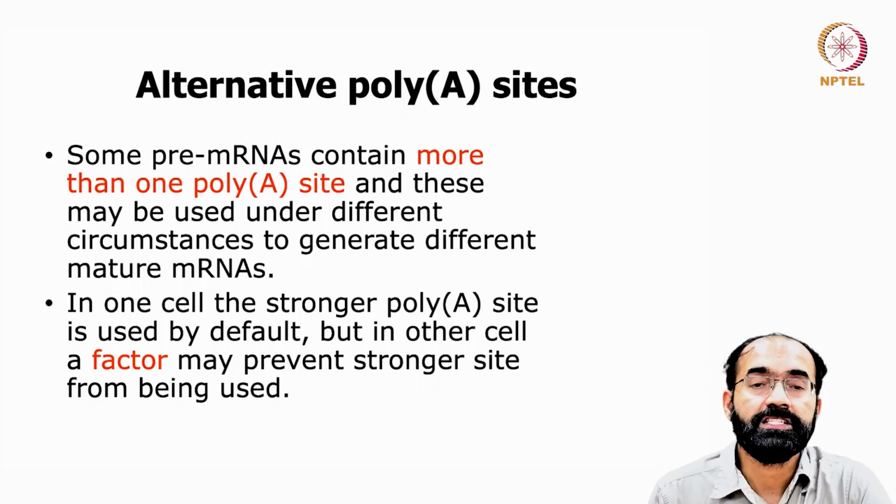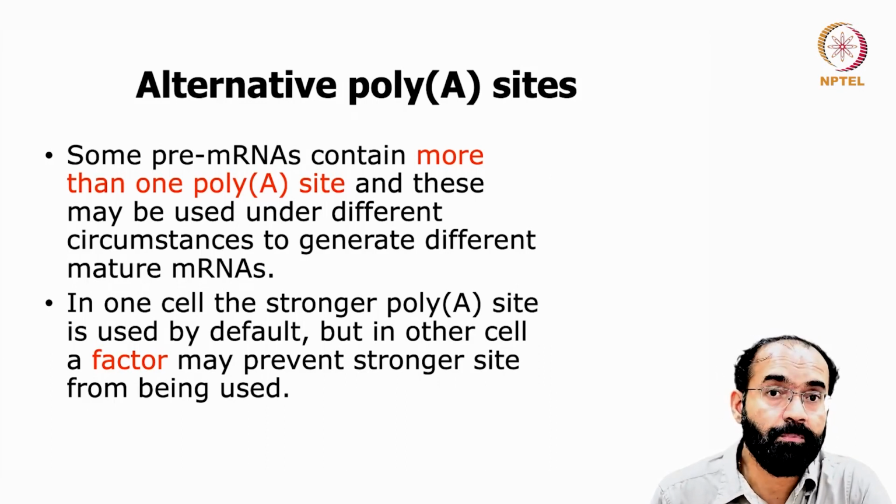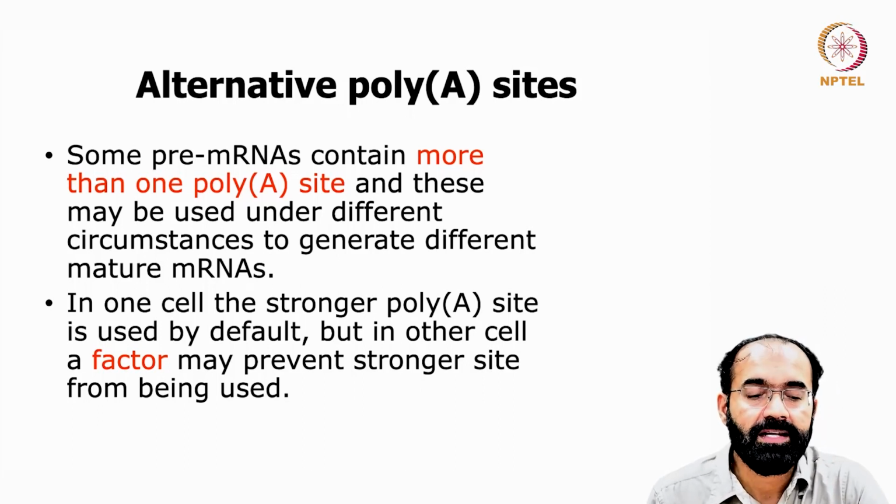In one cell, the stronger poly-A site is used by default, and in another cell, a factor, meaning a protein factor, may prevent the stronger site from being used. Stronger and weaker is a relative term. Stronger is the one which is most preferred.